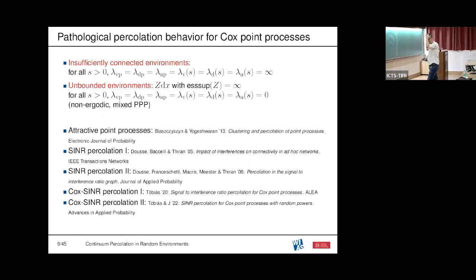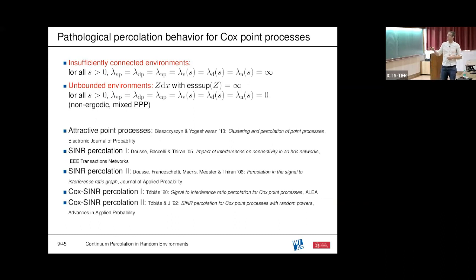So in order to convince you that there's something interesting to be explored here, using random environments, it is quite easy to derive pathological behavior in terms of percolation. For instance, if your environment is just insufficiently connected so that you're not able to create infinite components, then of course all these critical values are infinity, so you only have a subcritical phase. On the other hand, which is maybe slightly more surprising, but not anymore if you think of it, you can also create environments where you only see a positive probability for infinite components.